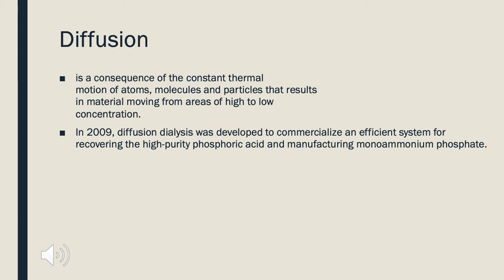So now I want to explain a little bit more about diffusion and how it's applied in monoammonium phosphate. Diffusion is a consequence of the constant thermal motion of atoms, molecules, and particles that results in material moving from areas of high to low concentration. In 2019, diffusion analysis was developed to commercialize a specific system for recovering high purity phosphoric acid and manufacturing monoammonium phosphate. So this is one example of how we can see diffusion in this type of crystal.